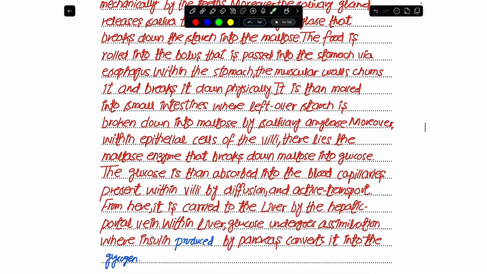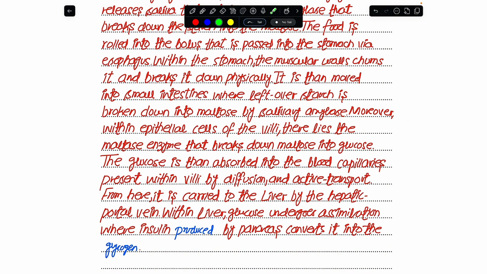In the stomach, as I mentioned above, there is no chemical digestion of the carbohydrate, but the stomach has muscular walls that churn and break down the carbohydrates physically. Finally, the carbohydrate comes to the small intestine, and from the mouth we have the leftover starch. This is broken down to maltose, but not by the salivary amylase. Rather, it is done in the small intestine with the help of the pancreatic amylase.